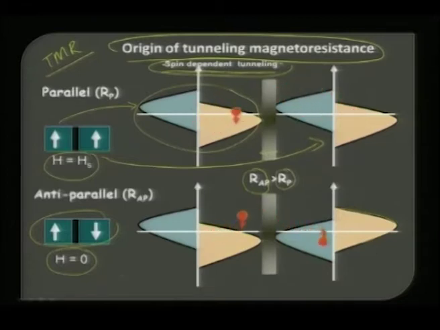And one more thing that is important to note in TMR devices, this should not be a metal, this should be an insulator, and this insulator should be thin enough so that this quantum mechanical tunneling can be effective. Okay. So, this is called tunneling magnetoresistance, TMR, and the property that is happening here is spin dependent tunneling.